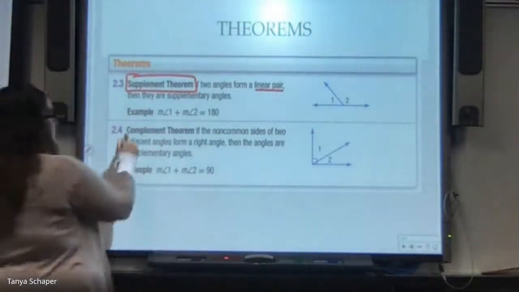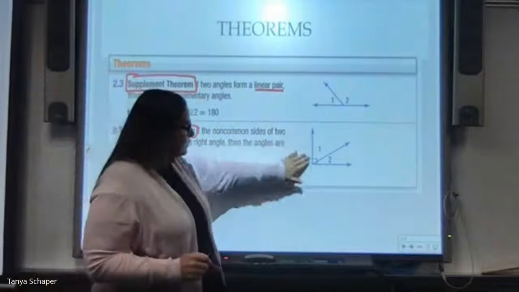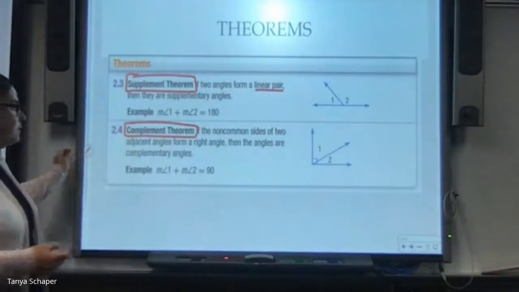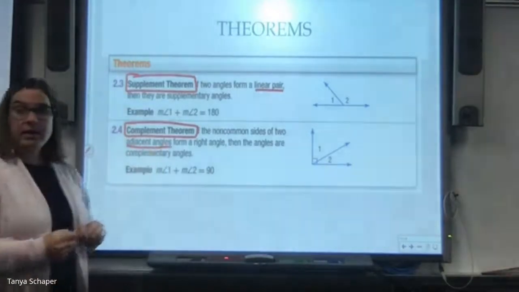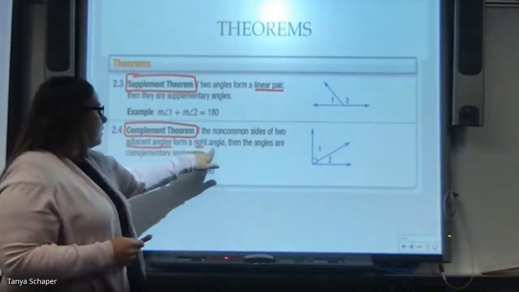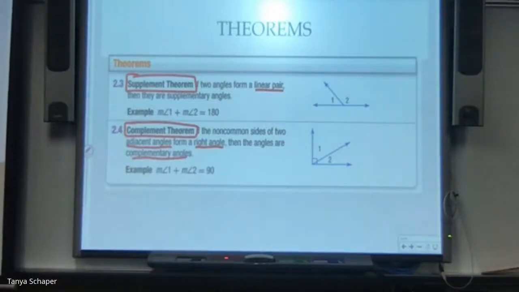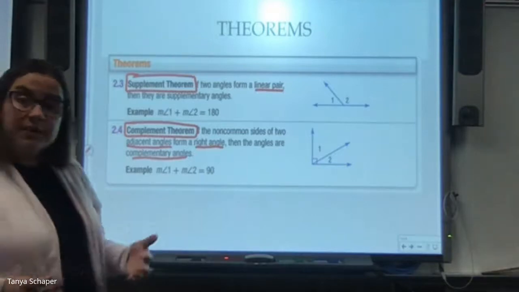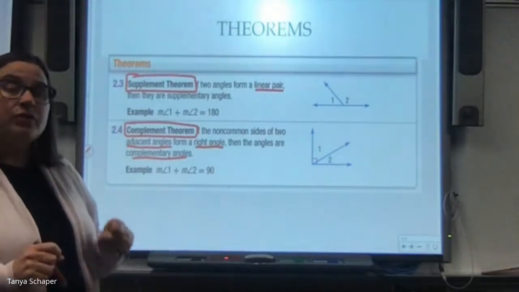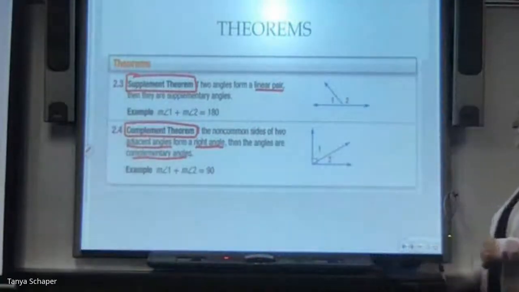The complement theorem says if the non-common sides, so these two are the non-common sides, of two adjacent angles, and adjacent angles, again from chapter one, are two angles that share a common side, if the two non-common sides form a right angle, then those angles are complementary. Supplement theorem, complement theorem: pause the video to write down those definitions, study them, practice them. I do expect you to know those as we're conversing in class. That is something you need to come prepared with when you come to class.